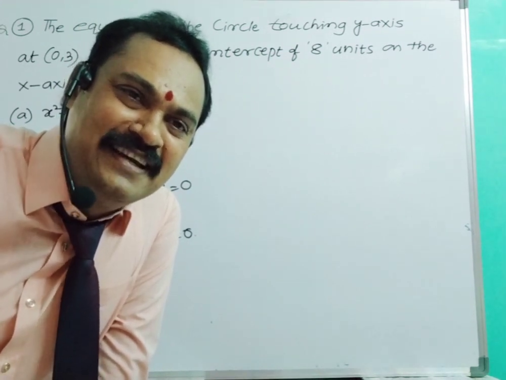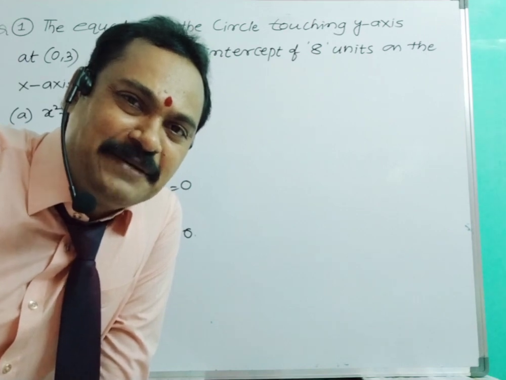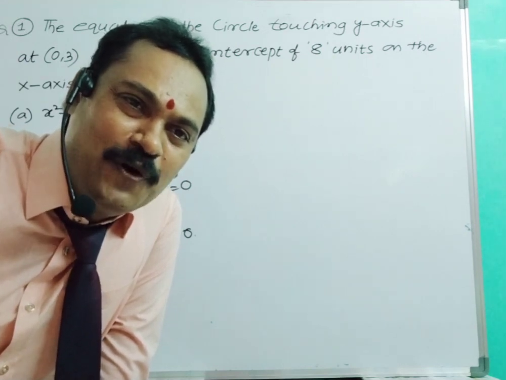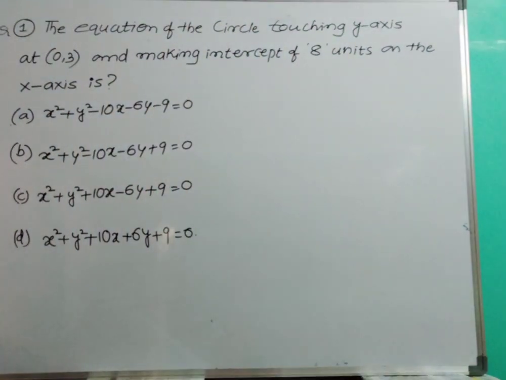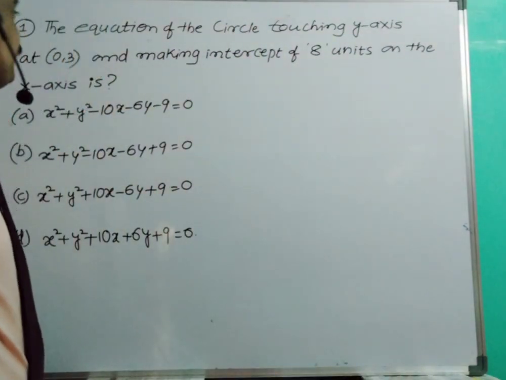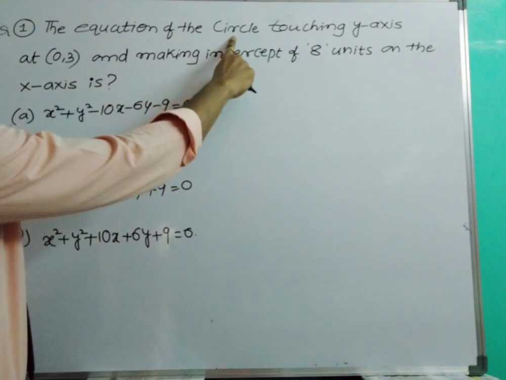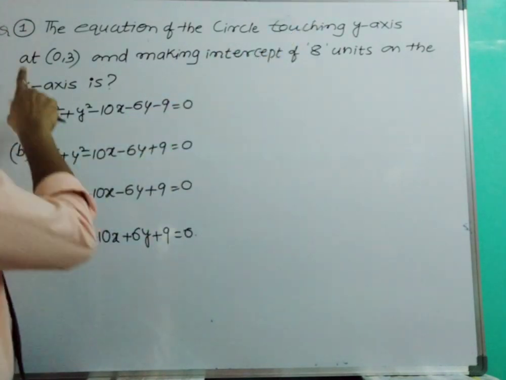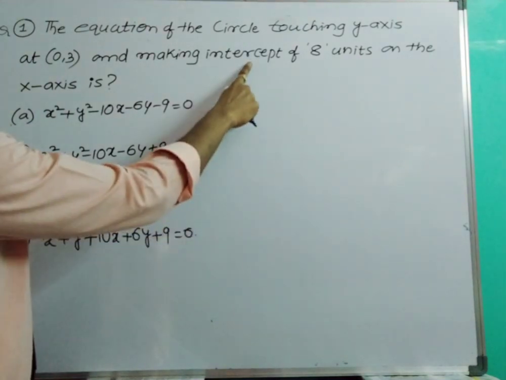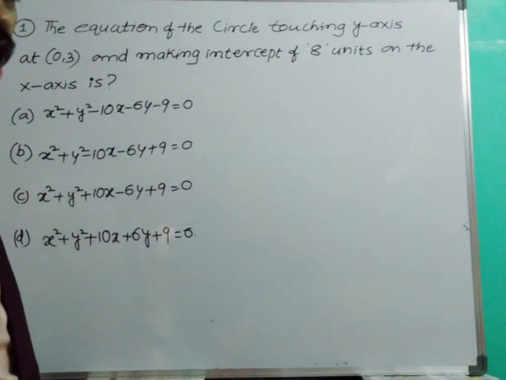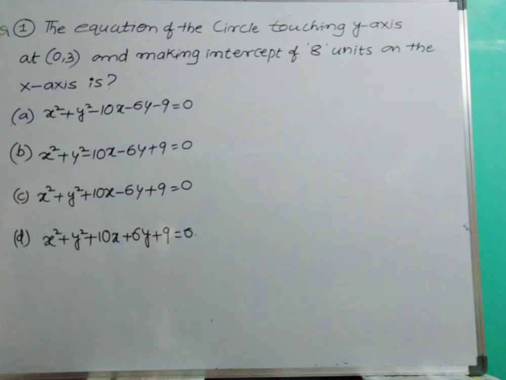Chalo. Now let's move on to models of the previous concept. What is it? Lengths of intercept made by the circle on coordinate axis. Okay, let us check. Question number 1. The equation of the circle touching y-axis at (0, 3) and making intercept of 8 units on the x-axis is.